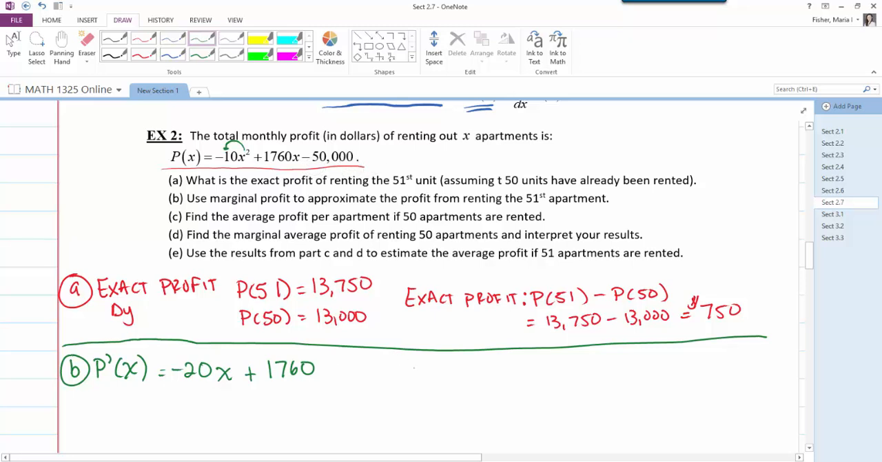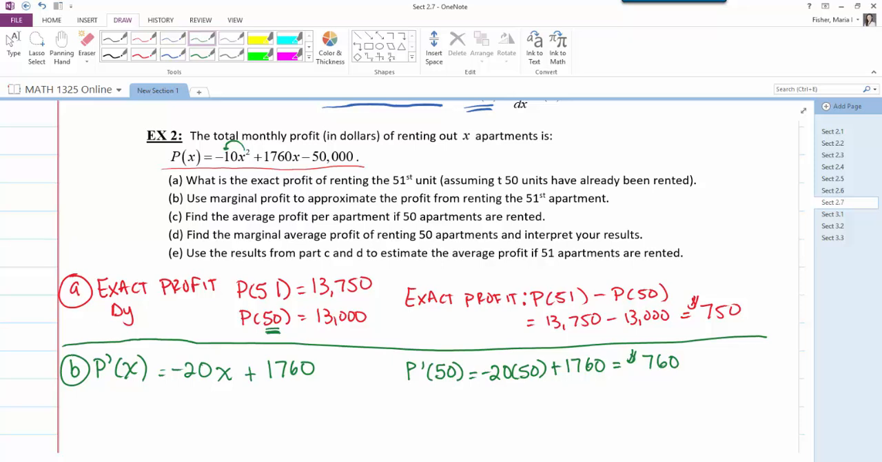So then my marginal profit, remember, we plug in the x, not the x plus 1. So in this case, it would be P prime of 50. So on a calculator, I'd have to figure out what negative 20 times 50 plus 1,760 is. And I know that this is $760, but we could do that on a calculator if we needed it. So part B, the marginal profit to approximate the profit of renting out the 51st apartment, right?